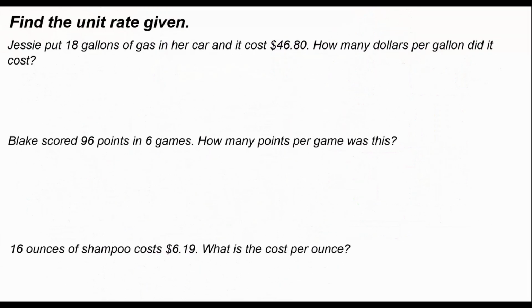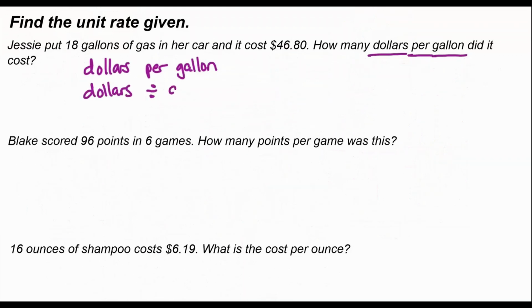So let's practice that. Let's find the unit rate that we're given. Jessie put 18 gallons of gas in her car and it cost $46.80. How many dollars per gallon did it cost? This question is asking for dollars per gallon. That's the unit rate we're looking for. So that's what I'm going to start with, my dollars per gallon. And I'm going to let these words tell me which way to divide. If I want dollars per gallon, I'm going to take the number of dollars that it cost divided by the number of gallons that she bought.